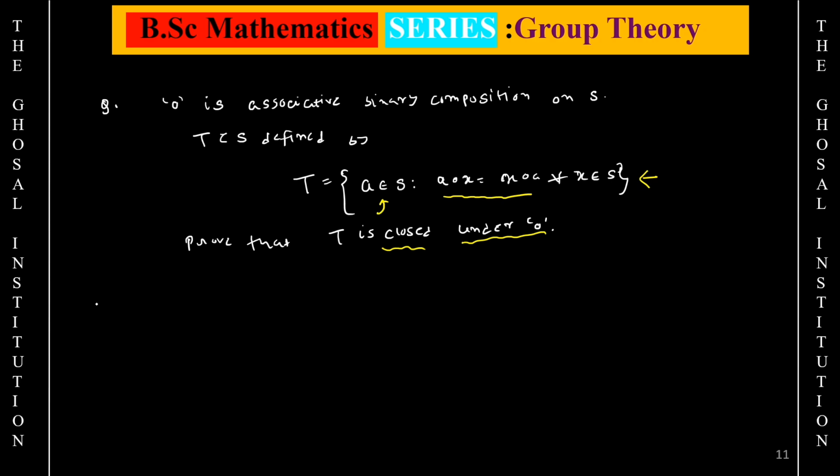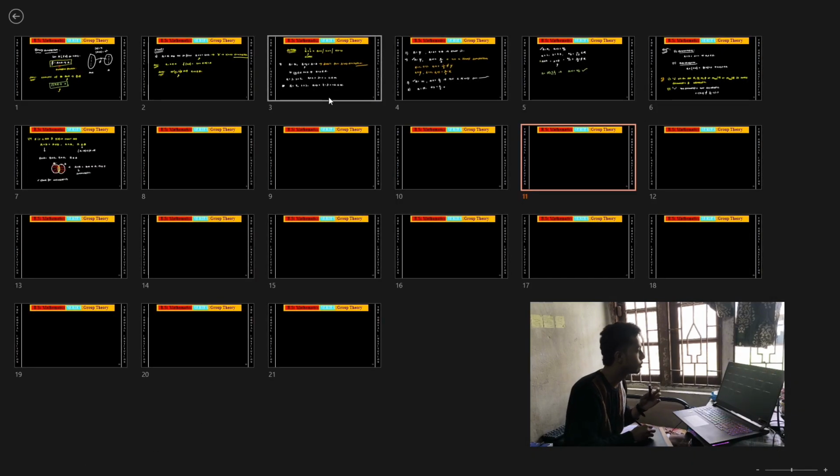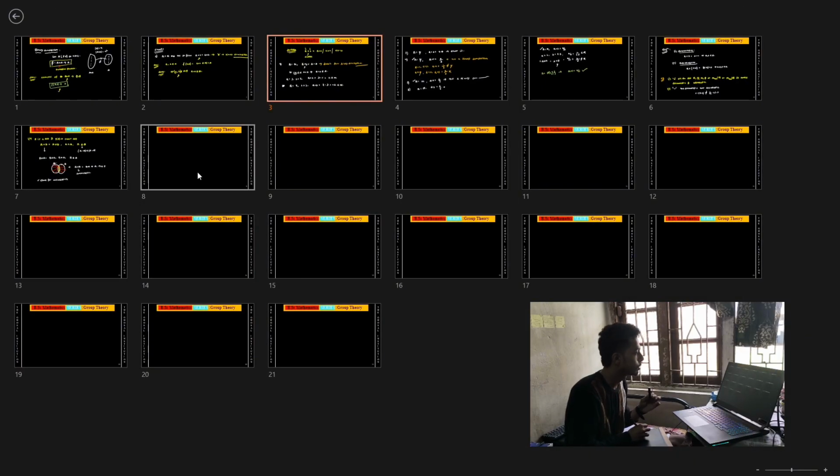So for the answer, you have to take two elements of T. Let A, B belong to T. You have to check whether A compose B is in T or not. Before, when you learned about compositions, we checked that for all A, B in A cross A, A compose B belongs to A. So you just take two elements.